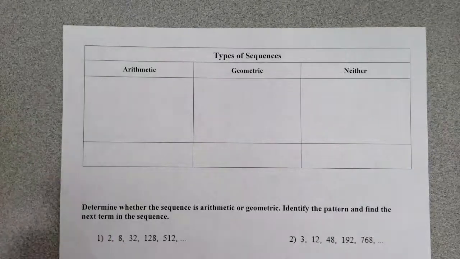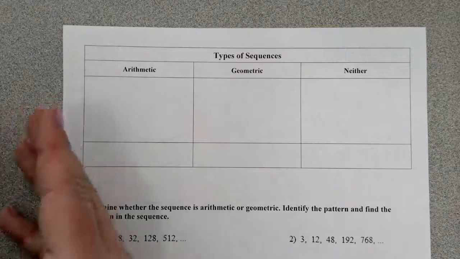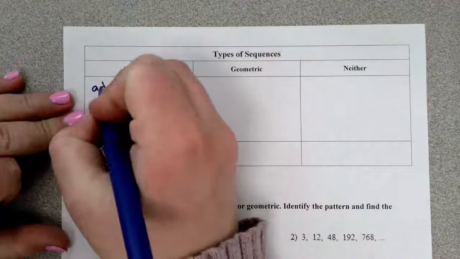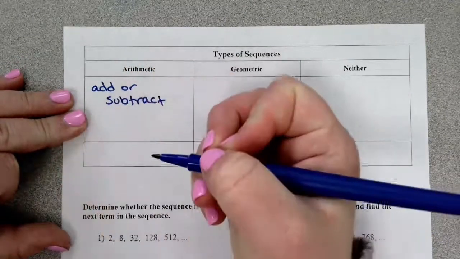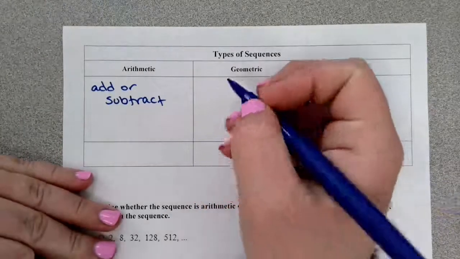Over the next few weeks, you are going to learn about sequences. You've seen sequences throughout your life where there's just numbers and you can pick what the next number will be based off of the pattern. So an arithmetic sequence is when you add or subtract the same number to get to your next term, and you'll see more examples at the bottom.